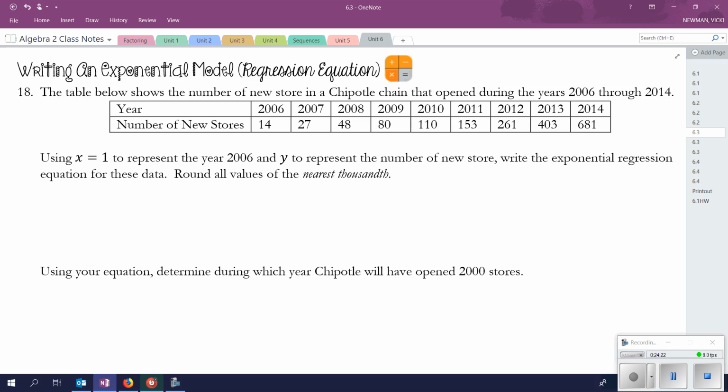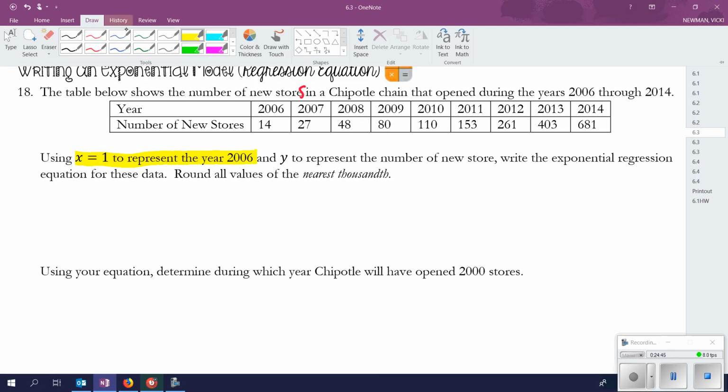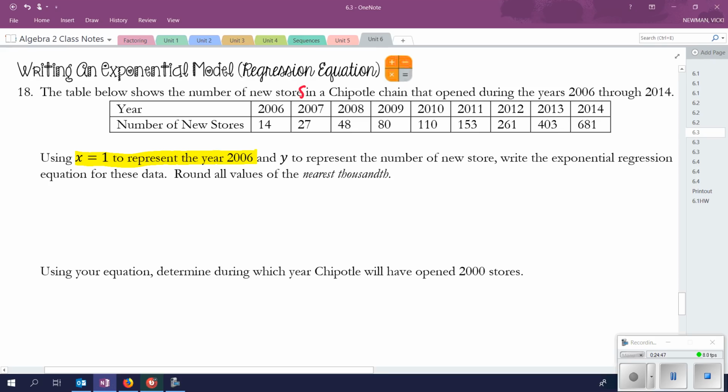Oh, good. Good plan. The table below shows the number of new stores in a Chipotle chain that opened during the years 2006 to 2014. So it gives you the year, the number of new stores. Fine. Using x equals 1 to represent the year 2006. The next person that doesn't read that and comes to me and says, my calculator gave me that answer, I'm going to say to them, do you know how to read? Because I know you do, but you just chose not to.